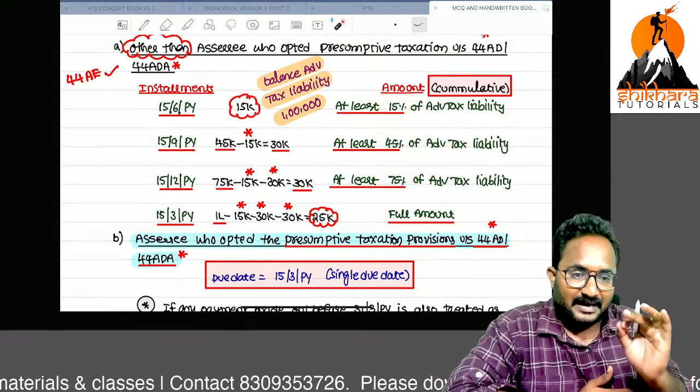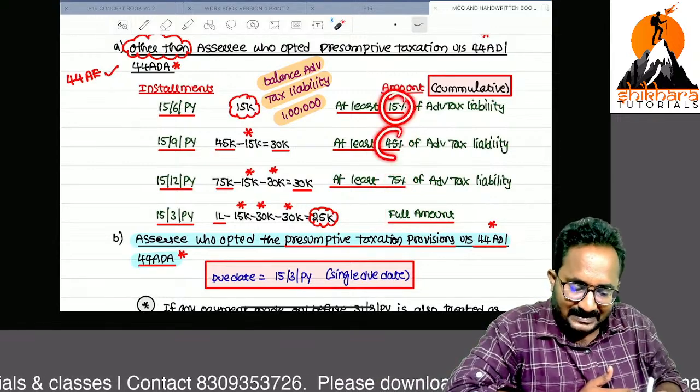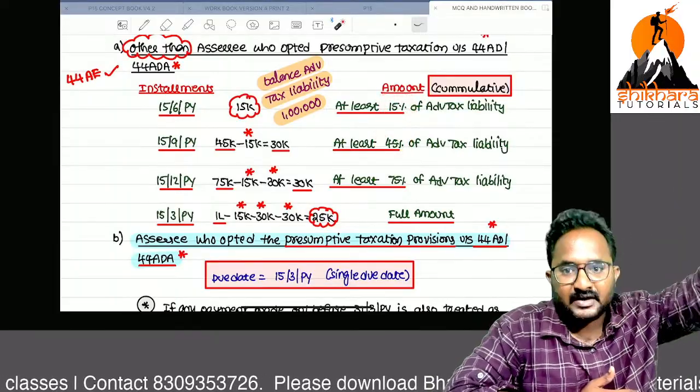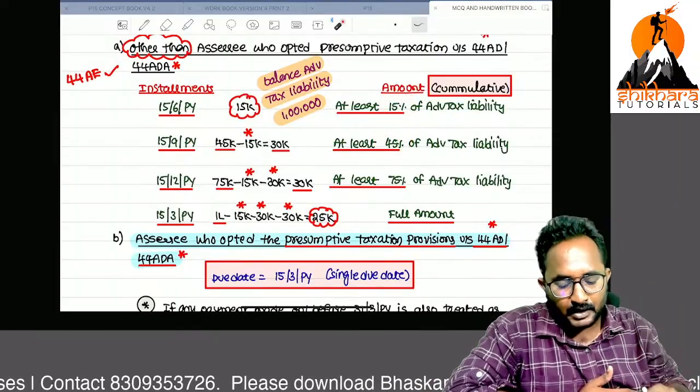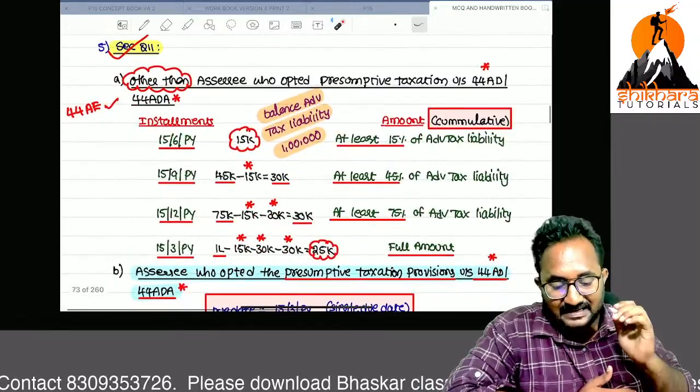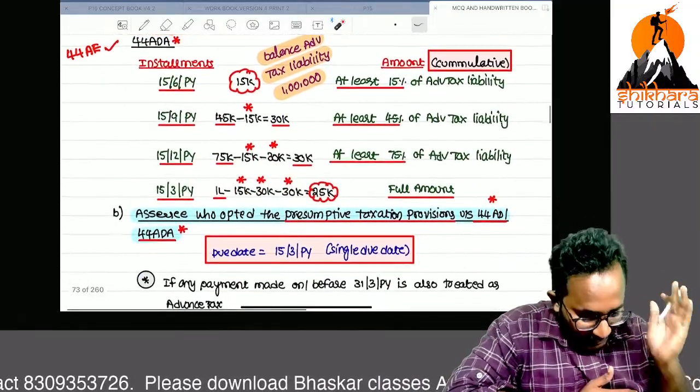Remember, there are some exceptions, like here 12%, here 36%. I will discuss them at the time of interest calculation. But section 211 gives these percentages only.